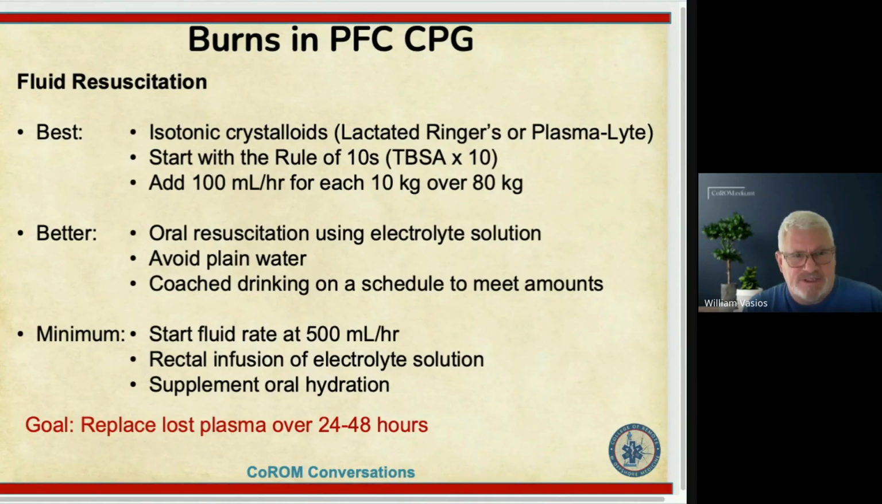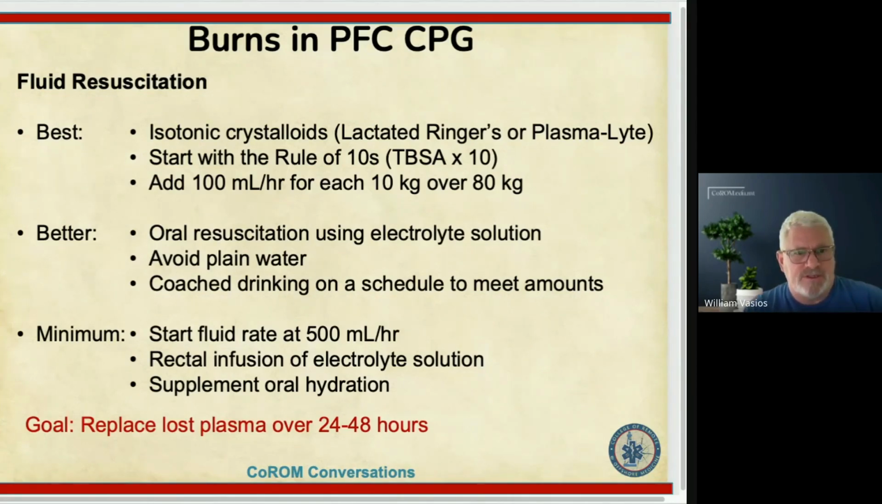Why do we want to avoid plain water? The main reason is to avoid hyponatremia. Hyponatremia is the initial complication of using plain water because of the osmotic effect of that, driving fluid into the third spaces and complicating your airway and all your other circulation issues.